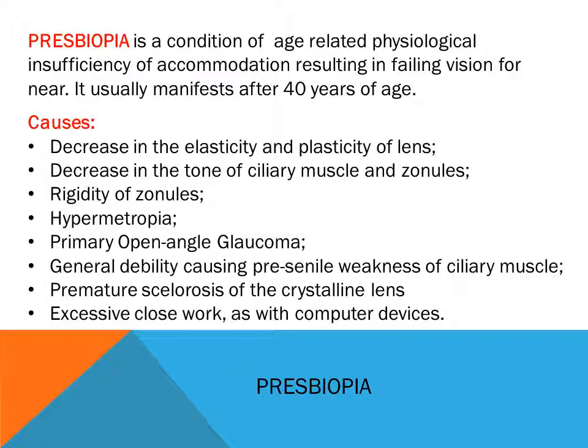Presbyopia. Presbyopia is a condition of age-related physiological insufficiency of accommodation resulting in failing vision for near. It usually manifests after 40 years of age. Causes: decrease in the elasticity and plasticity of the lens, decrease in the tone of ciliary muscle and zonules, rigidity of zonules, hypermetropia, primary open-angle glaucoma, general debility causing presenile weakness of ciliary muscle, premature sclerosis of the crystalline lens, excessive close work as with computer screens or computer devices.